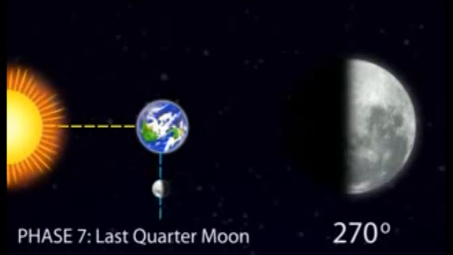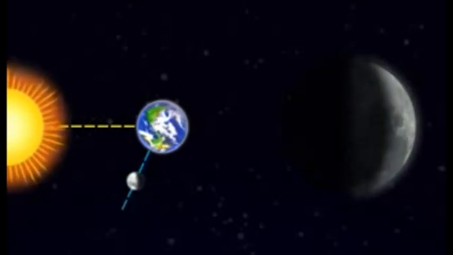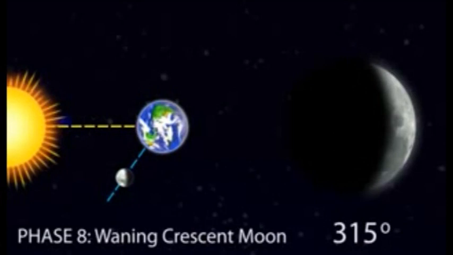Phase 7 is a last quarter moon, when only a quarter of its orbit is left to go, and the Moon appears as a half disk. Phase 8 is a waning crescent moon, and is the final phase before we start the sequence again with the next new moon.